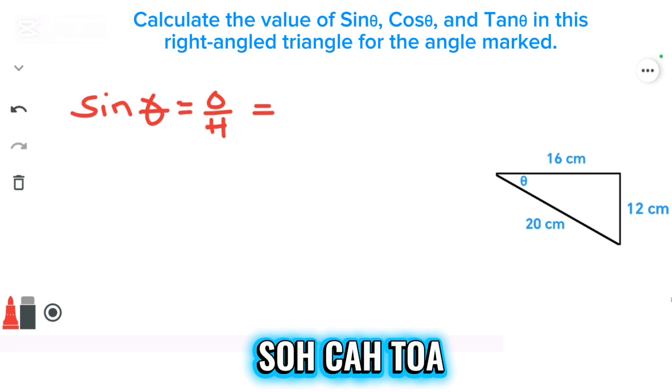Alright, so opposite with respect to this given angle here, the opposite side is 12 centimeters. So we have 12 and the hypotenuse is 20 centimeters, so we have 20 here. So 12 divided by 20, you can use a calculator. So 12 divided by 20 is 0.6. There we go.